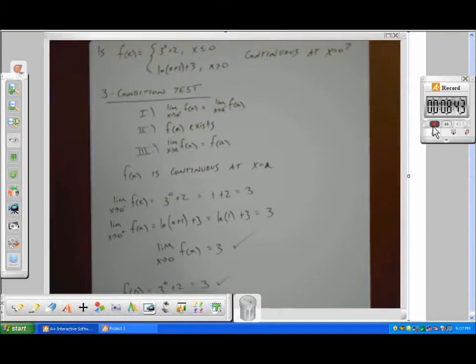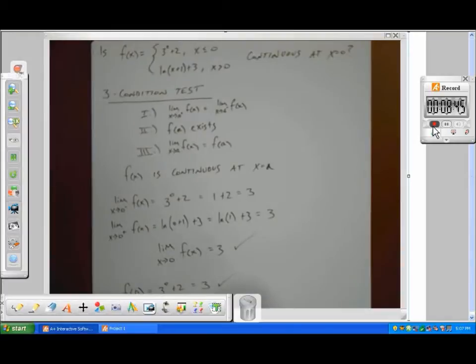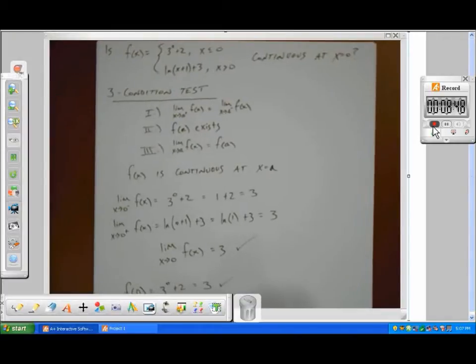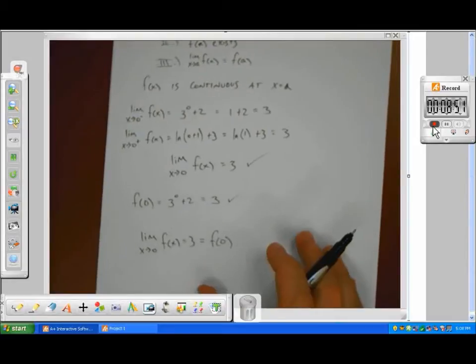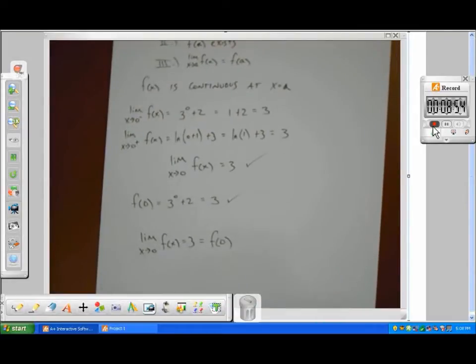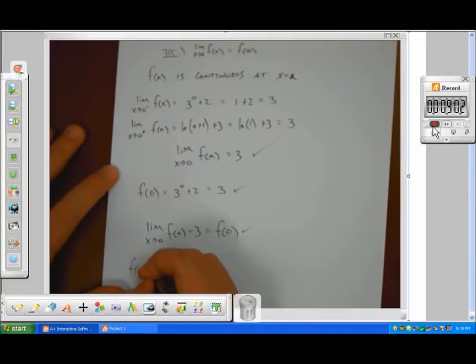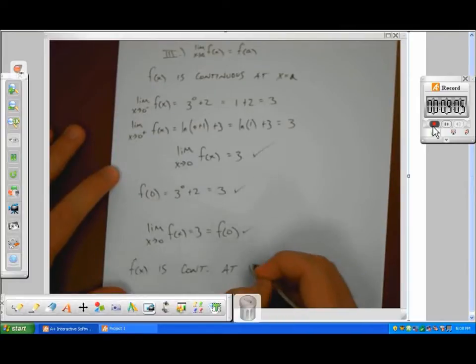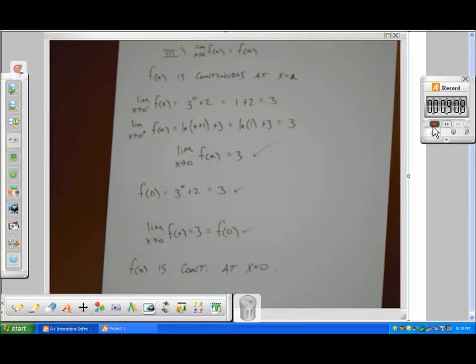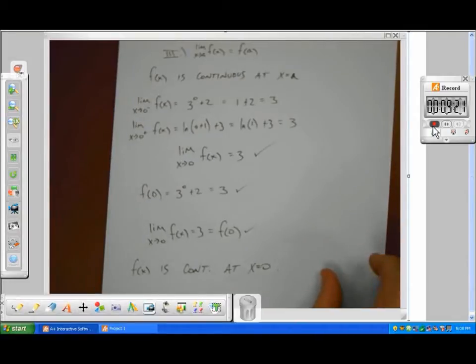The limit as x approaches 0 of f of x I knew was 3, and that is equal to f of 0. Take a look right here. We know that it's equal to f of 0. Since I know that these two are equal, this is a check. This means that there's no hole or jump at x equals 0, and I can say that f of x is continuous at x equals 0. And that's how I show it with that 3-condition test. There is no jump. There are no holes. Also, the third thing that we know, there are no asymptotes either. It's a nice smooth curve, or a nice curve at that point.